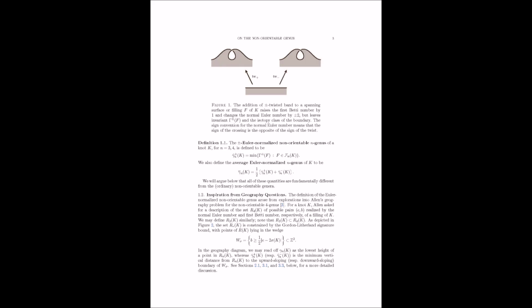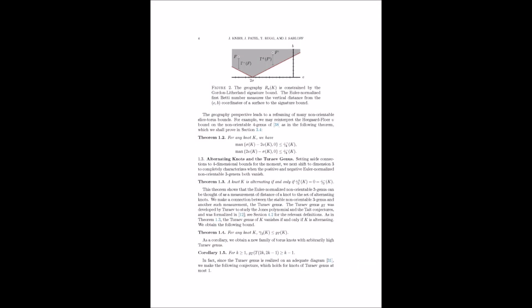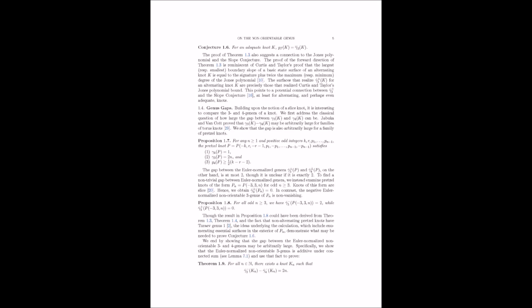This theorem shows that the Euler-normalized non-orientable 3-genus can be thought of as a measurement of distance of a knot to the set of alternating knots. Yeah, it gives us a ruler. If the number is 0, it's alternating. If the number is big, it's very non-alternating. It lets us measure alternatingness.